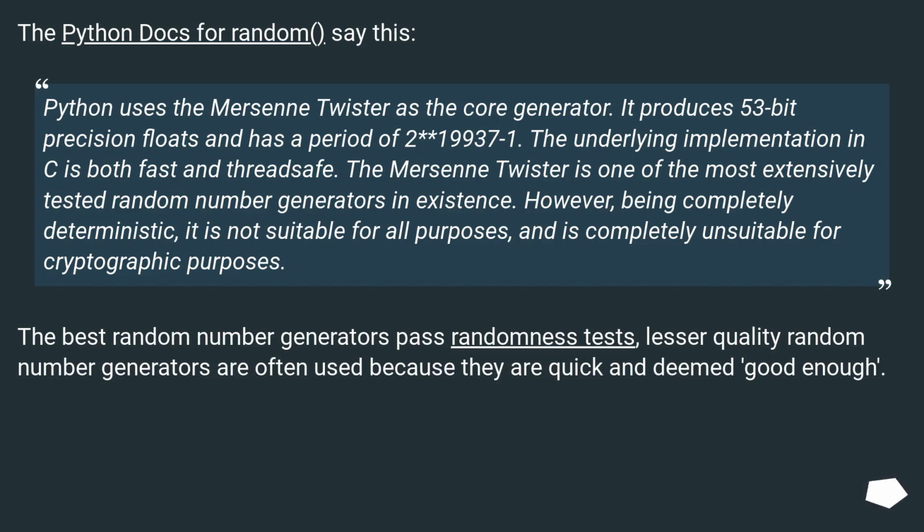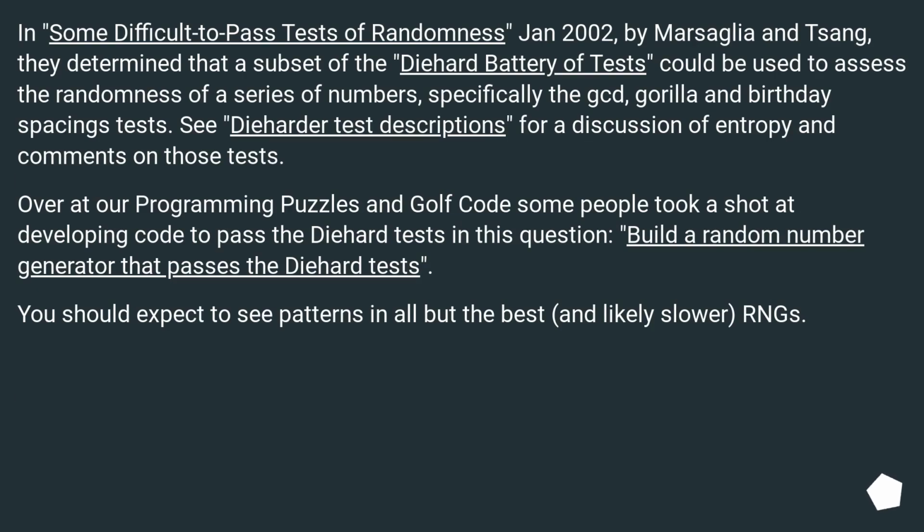The best random number generators pass randomness tests. Lesser quality random number generators are often used because they are quick and deemed good enough. In some difficult-to-pass tests of randomness from January 2002, by Marsaglia and Tsang, they determined that a subset of the Diehard battery of tests could be used to assess the randomness of a series of numbers, specifically the GCD, Gorilla and birthday spacings tests. See the Dieharder test descriptions for a discussion of entropy and comments on those tests.